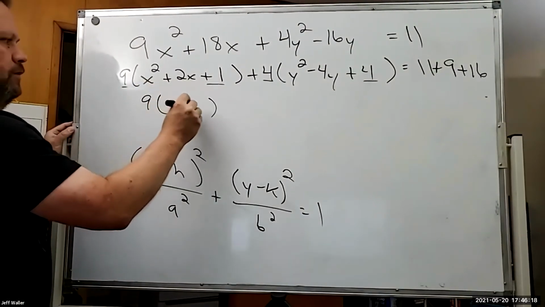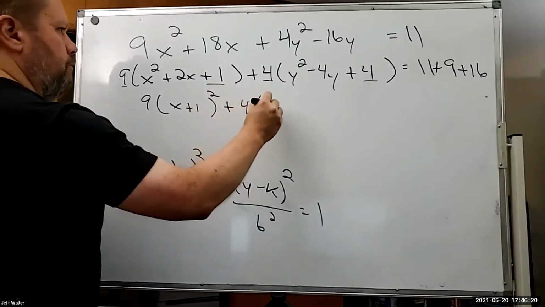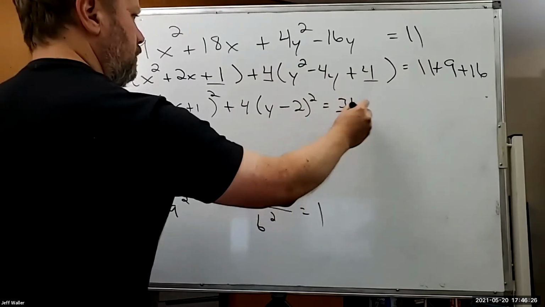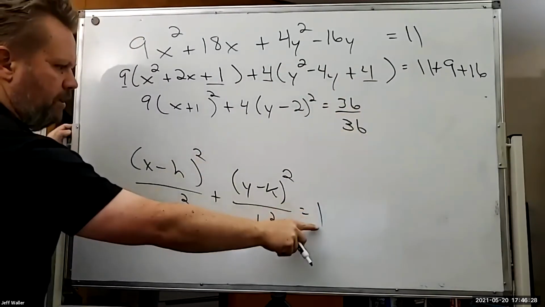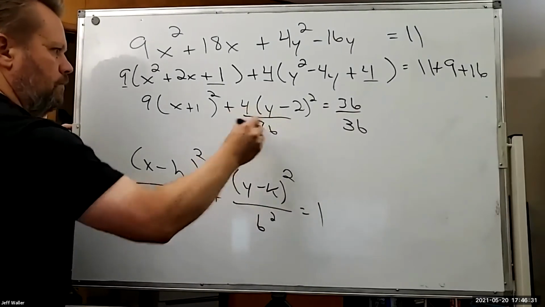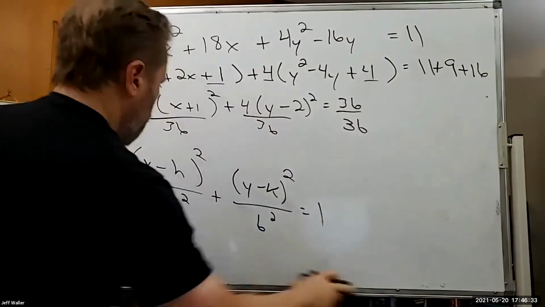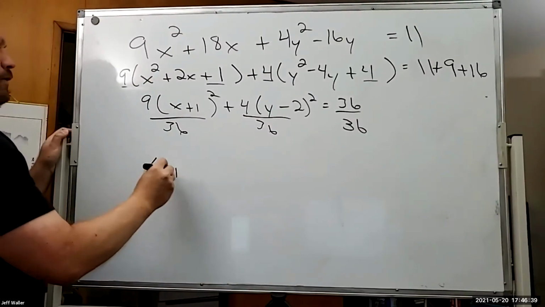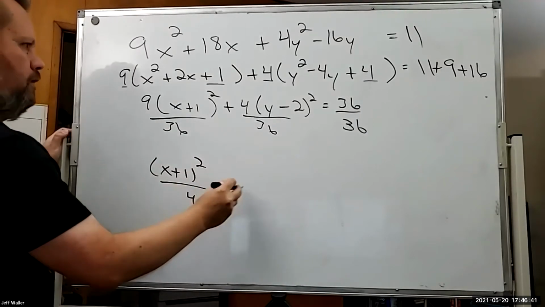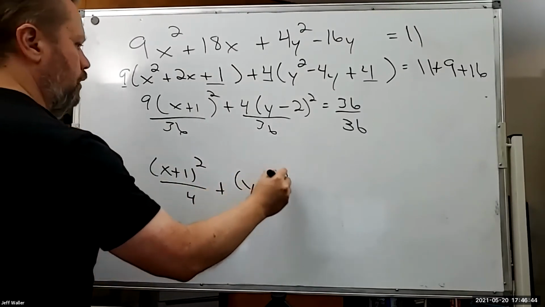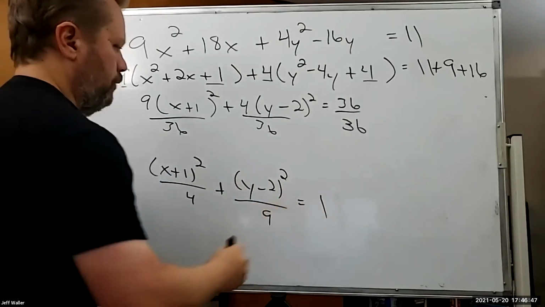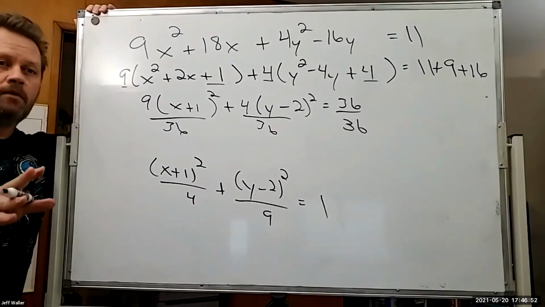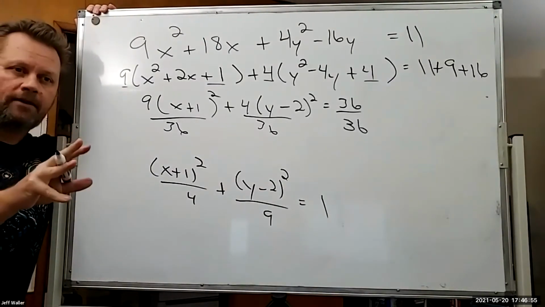So this will be x plus 1 squared plus 4 times y minus 2 squared equals 36. That's amazing. So I'm going to divide by 36 to make a 1 here. And let's see what we get. We get x plus 1 squared over 4 plus y minus 2 squared over 9 equals 1. You guys all cool with that? See how that works?